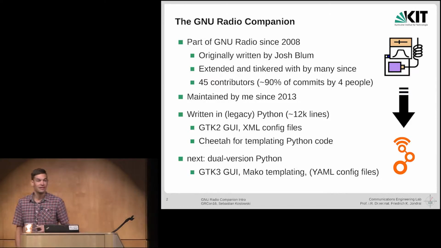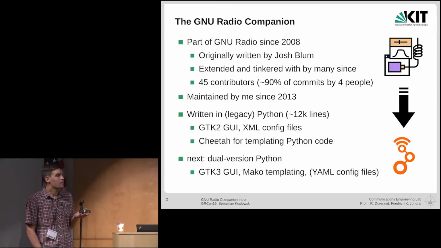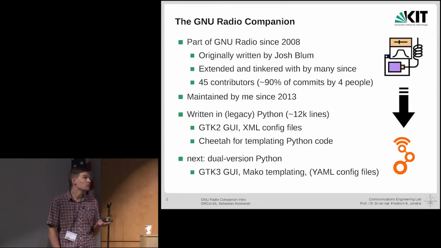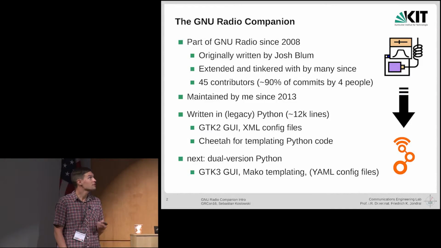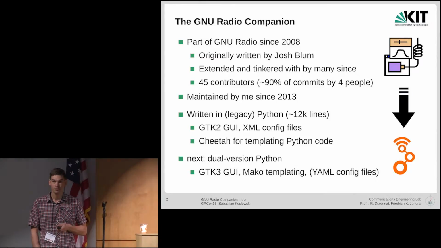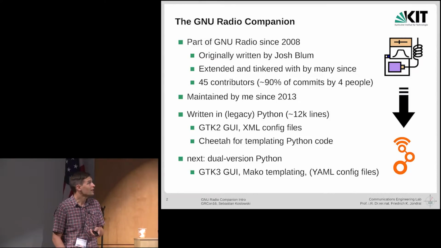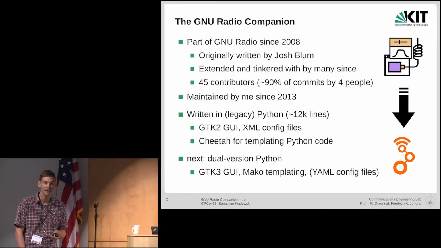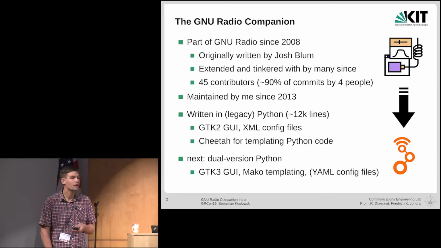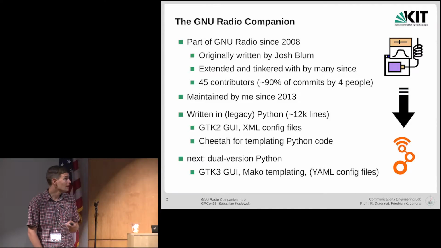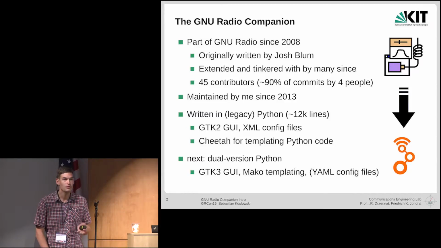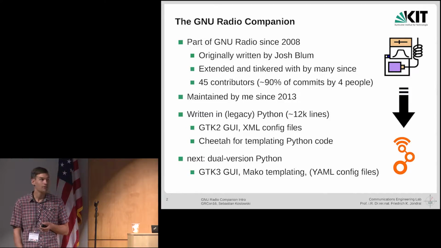A bit of history on this: the GNU Radio Companion is part of the GNU Radio project or the source tree since around 2008. It was previously developed outside of the tree by Josh Bloom. It's been extended and tinkered with by many since then, and if you pull the Git logs, there's about 45 contributors, but most of the commits are from a very few people. I took over maintaining this part of GNU Radio in 2013.